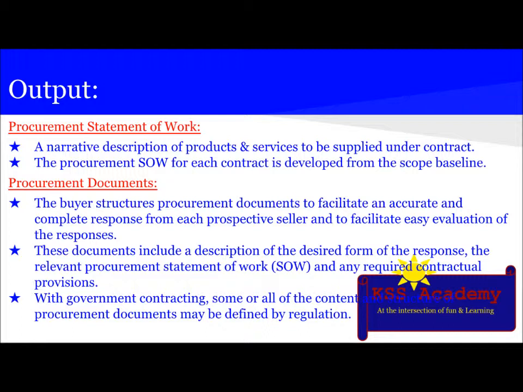And the next thing is procurement documents. The buyer prepares a procurement document. The buyer structures the procurement document to facilitate an accurate and complete response from each prospective seller and to facilitate easy evaluation of the responses. These documents include a description of the desired form of the response, the relevant procurement statement of work, and any required contractual provisions. With government contractors, some or all of the content and structure of the procurement document may be defined by regulation.